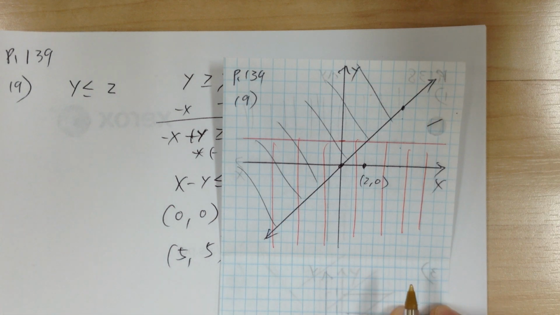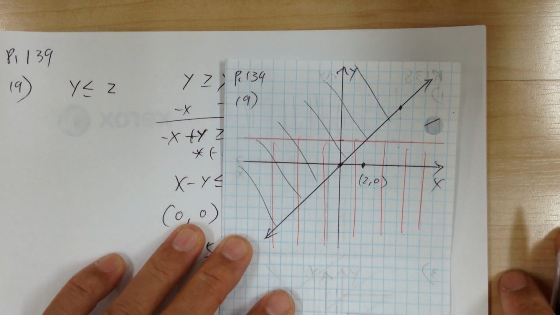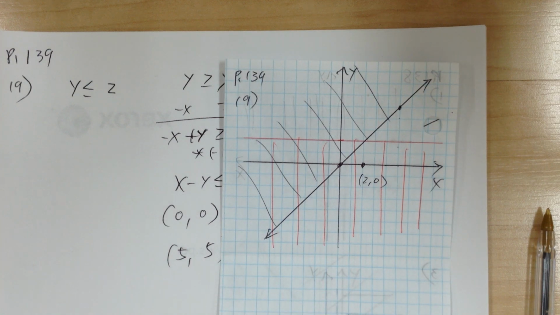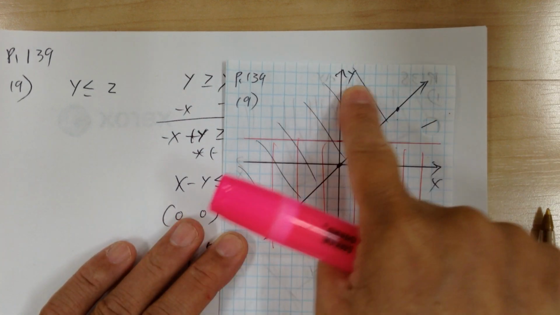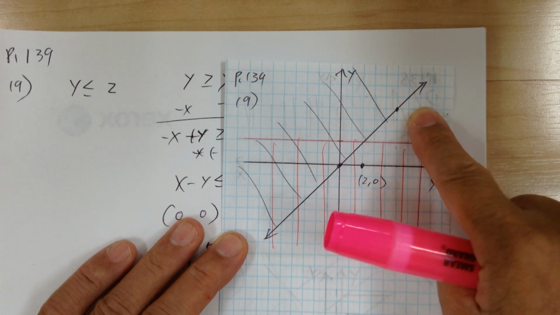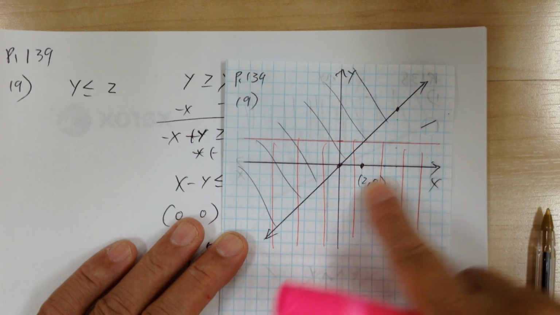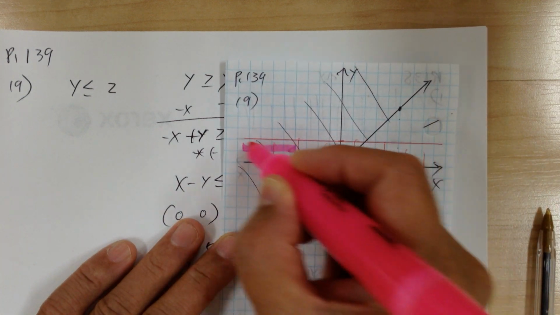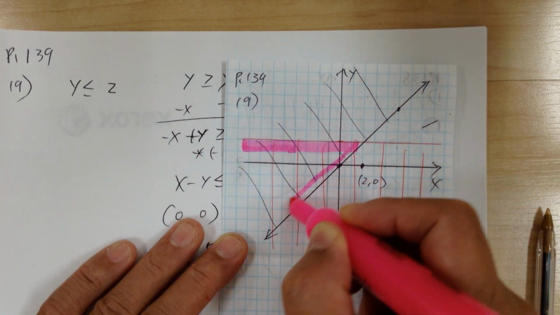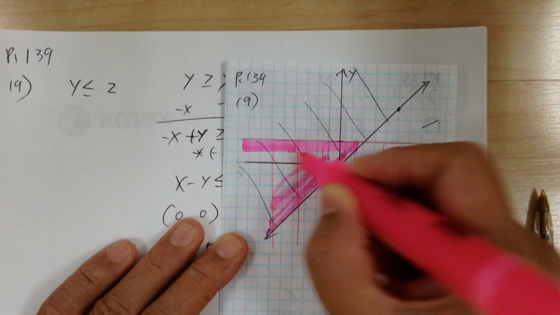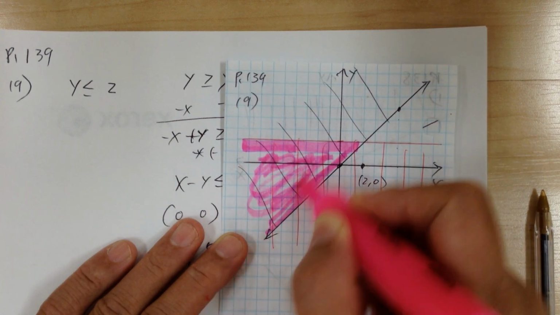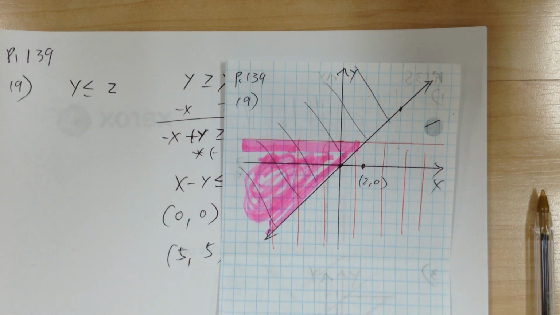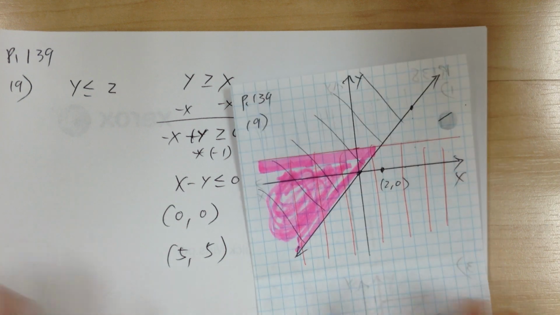Now you have to put them together. Your final answer is the part that got shaded in twice. This is no good because it's only shaded one time. This is no good because none of them. This is no good because it only has red. This part is good. So for your final answer, you have to shade in this part right over here. So that is your answer. Okay, let's go to the next one.